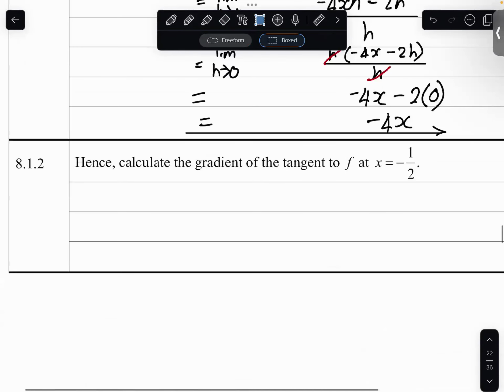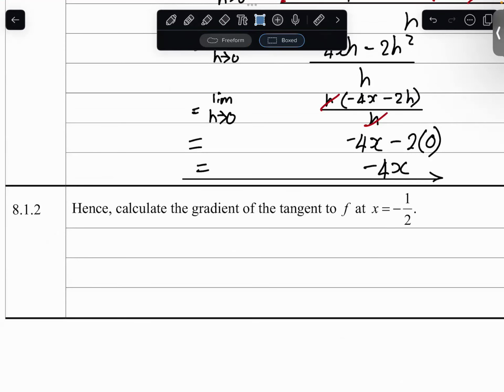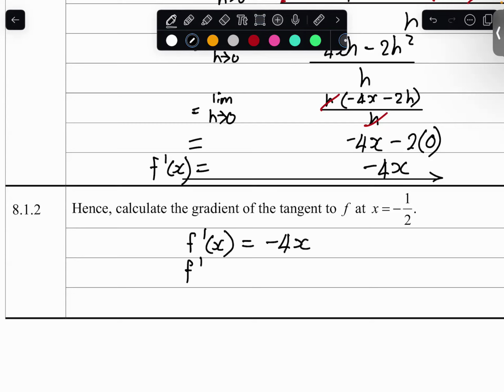Next one. Hence, calculate the gradient of the tangent to f at x is equal to minus a half. To calculate gradient, remember f prime x stands for gradient. This is the gradient for the equation of a tangent anywhere on a curve. So we had this. You just say f prime of minus a half is equal to minus 4 into minus a half, and that gives you an answer of 2. And so the gradient is 2, where x is equal to minus a half.